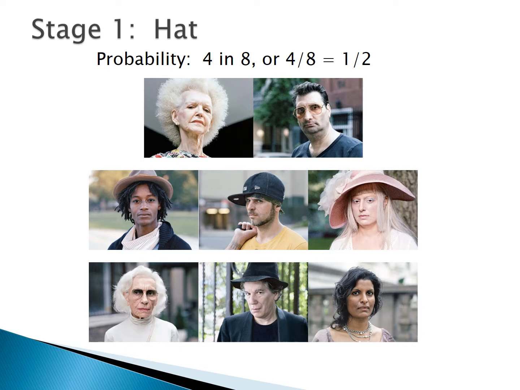Pretty easy to figure out the probability of wearing a hat. All the people in the second row and the middle guy in the bottom row have hats. That's 4 out of 8, or 1/2. I want man and hat. So I'm going to put that together with probability of man.